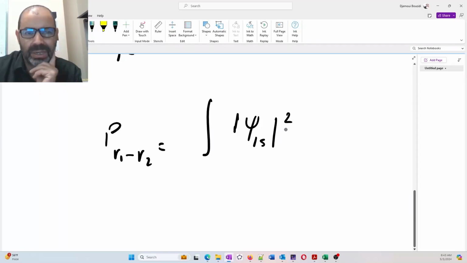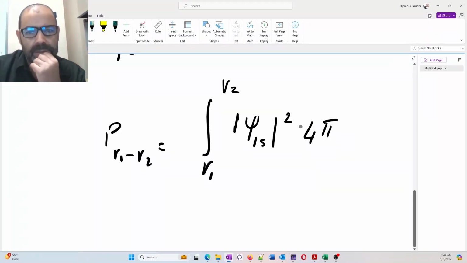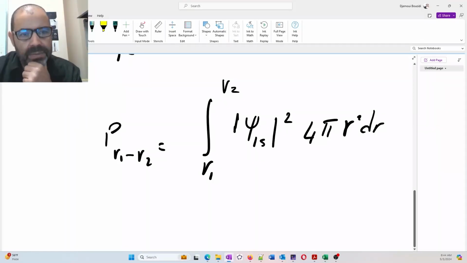And because it's all real, I mean, there is a complex part, but that complex part is coming from the time part. So we're just focused on the spatial behavior of this wave function. The integral is between r1 and r2, and in this case, the element of volume, it's a sphere, so 4 pi, I'm sorry, times r squared dr. So again, that's the element of volume.